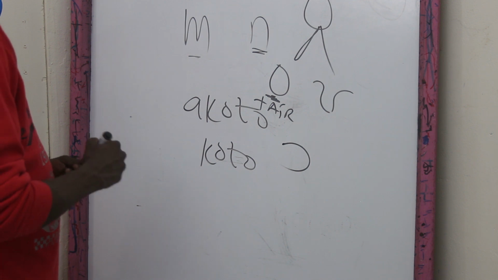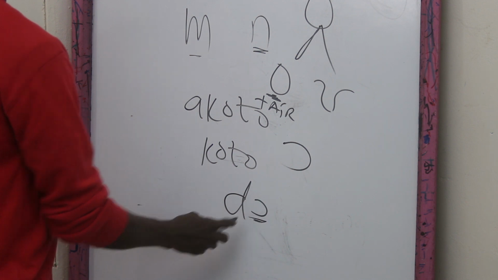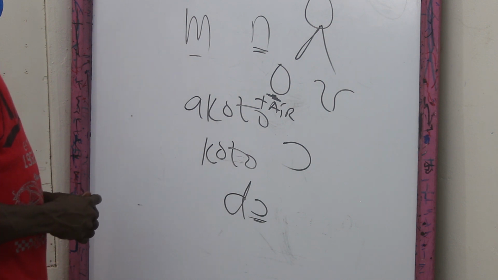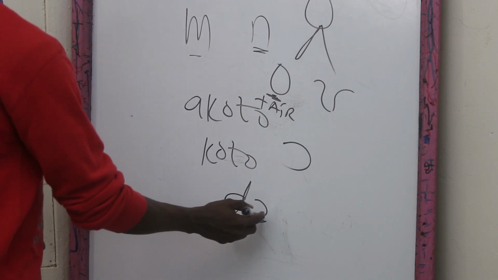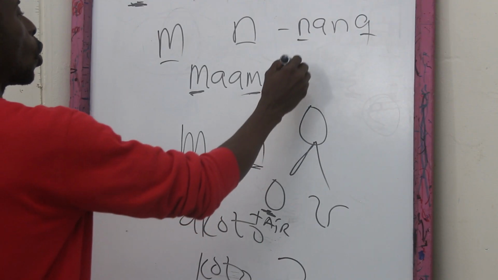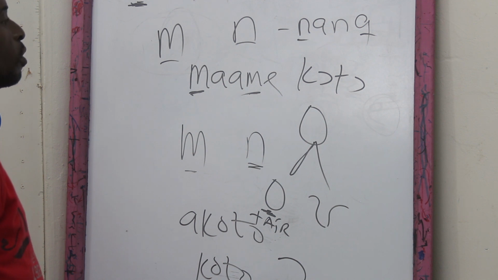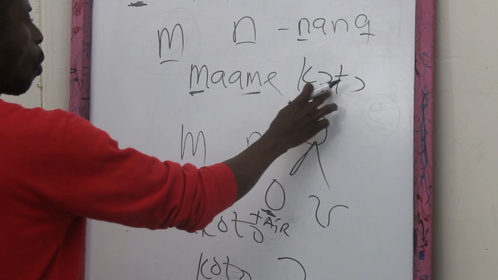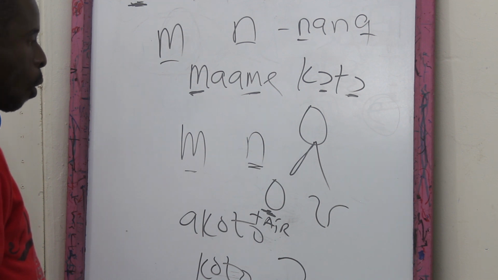O as in do. Do. To weed, do. Or to laugh. Laugh is do. To laugh is do. Just note the pronunciation of this sound. O. O. Koto. Koto is a name of an animal called crab. Meboa. Koto. O. O. Just note the pronunciations first.